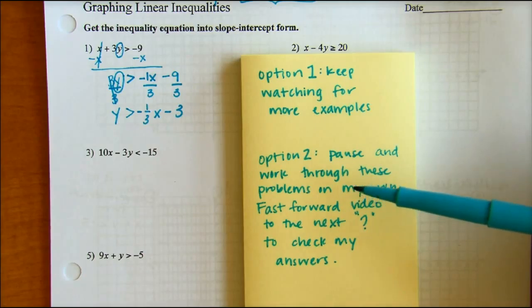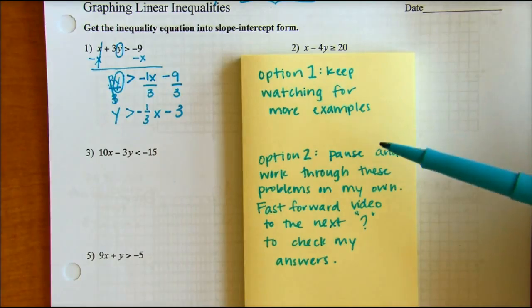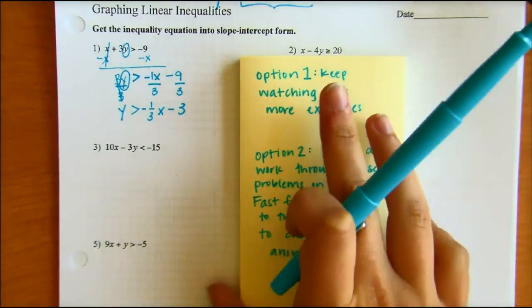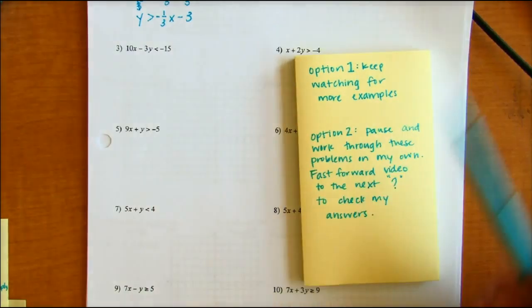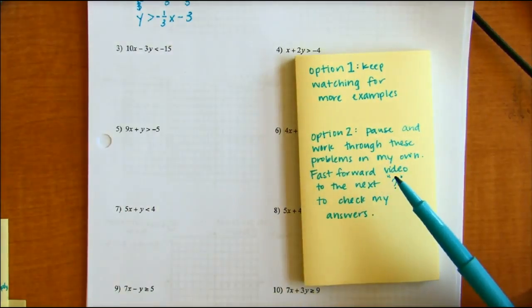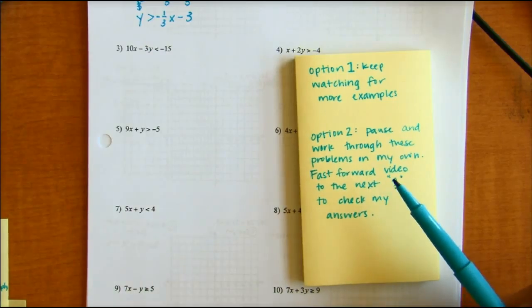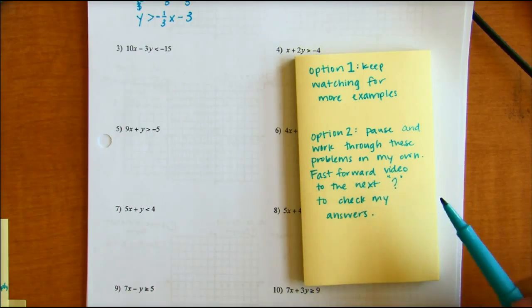Option number 2, if you're feeling pretty confident, like you know how to do this, you remember it from before break, you're going to pause and work through these next 10 problems. So you're going to stop at problem number 10, right at the bottom. You're going to pause and work through these problems on your own. And after you've finished, you're going to fast forward the video, so you're going to click ahead to the next question mark, and you're going to check your answers by entering them in. So that's option number 2. If you're feeling pretty confident, go ahead and make that decision now.